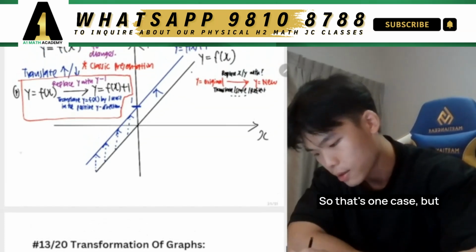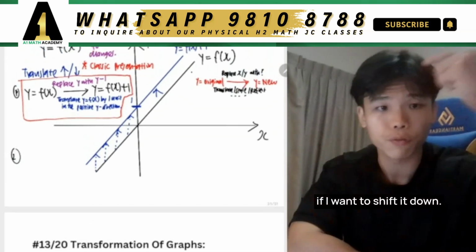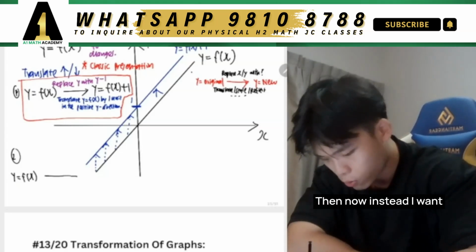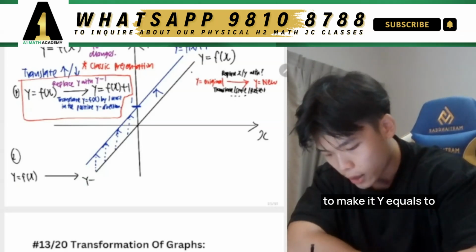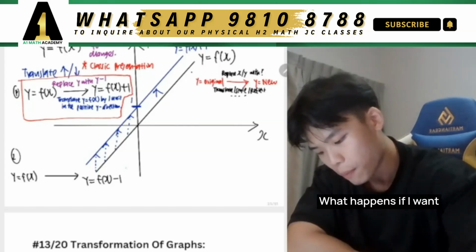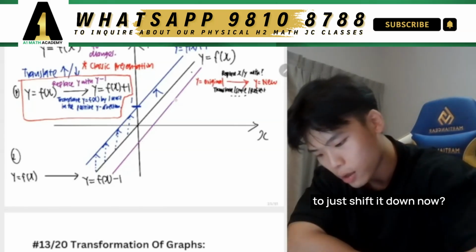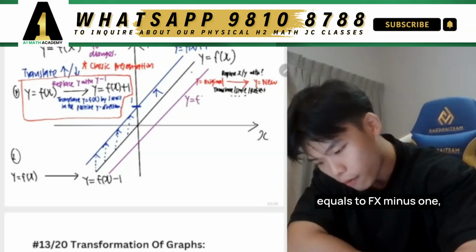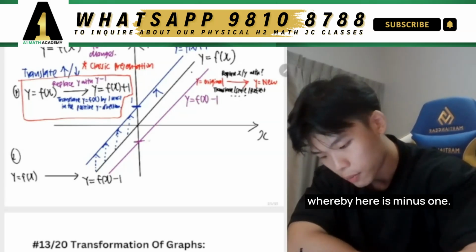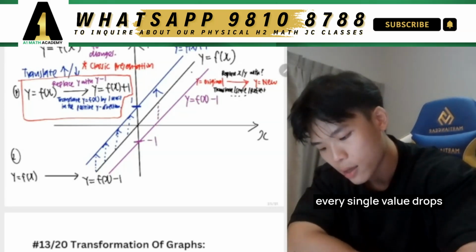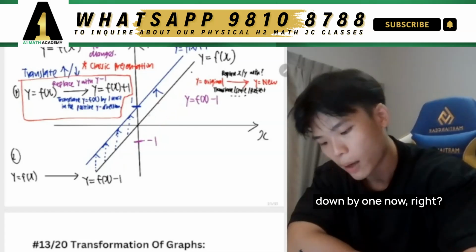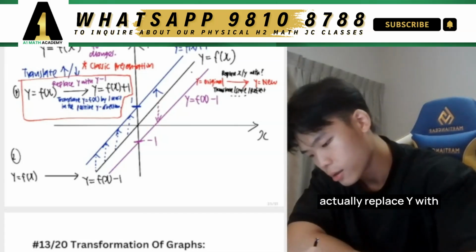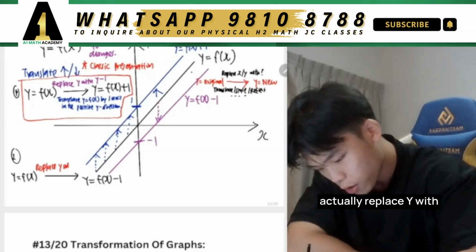So that's one case. But then let's say what happens if I want to shift it down. So what I want to do is go from y equals f(x), then instead, I want to make it y equals f(x) minus 1, right? What happens if I want to just shift it down now? So I draw this line under here, and now this is y equals f(x) minus 1, whereby here is minus 1. So we can see that every single value drops down by 1 now, right? So this way, we will actually replace y with y plus 1.